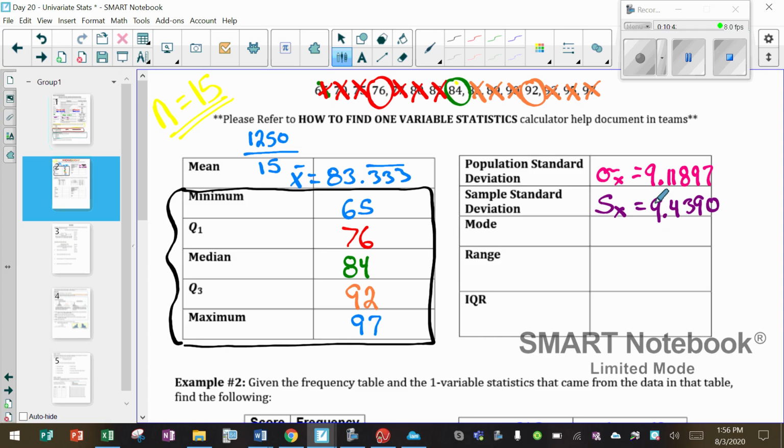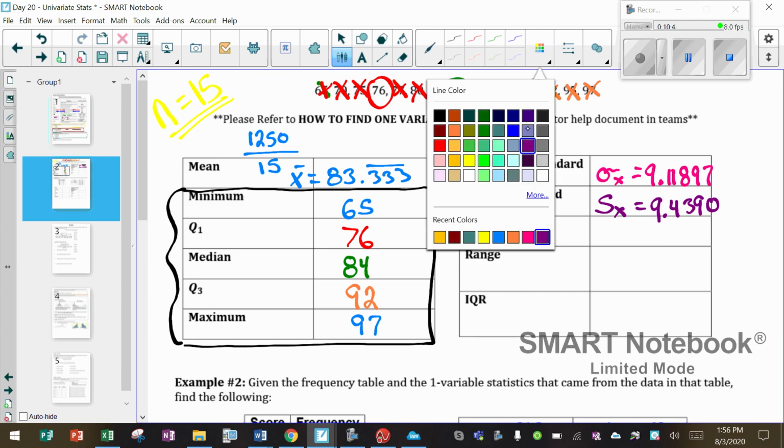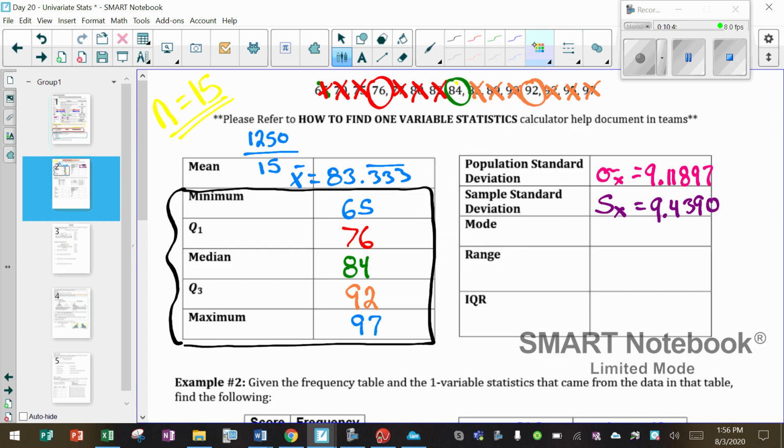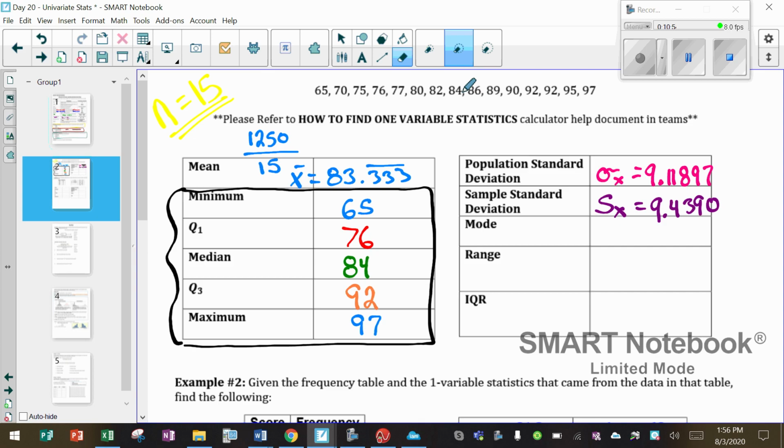All right. Our mode. Mode is which number showed up most often. So what score showed up most? And if you didn't cross off all your numbers and you can still read them, you can see that the number 92 is the only one that showed up more than once. That is our mode. If you have more than one mode, that's totally okay. It is also possible to have no modes. If every number shows up the same amount of times, you have no most used number. So that would be no mode.